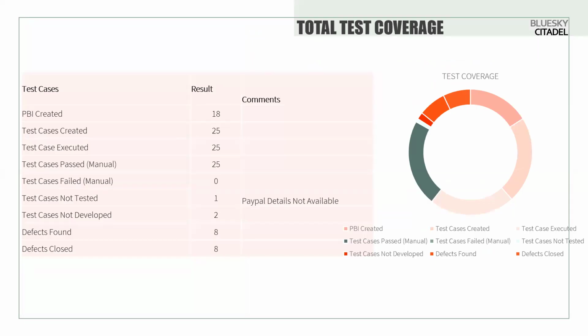So here's a summary of the old tests that were done. At the beginning of this sprint, 18 PBIs were committed. One was inherited from the previous sprints, and one was returned because we didn't have access to paper account details. The total test cases created were 25, and 25 were executed, 25 passed, and there was one that was not tested, which I said earlier, because of the paper details that were not available.